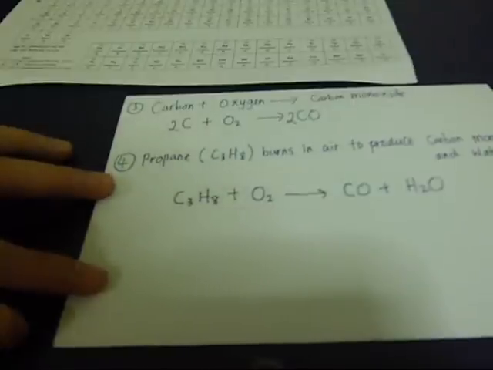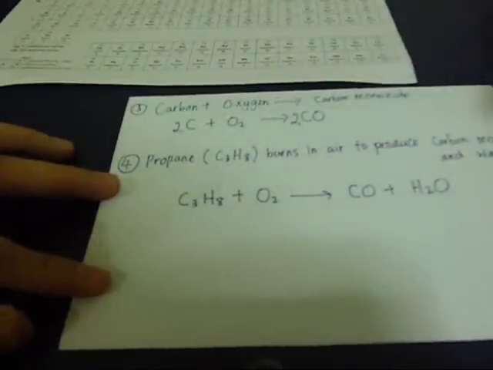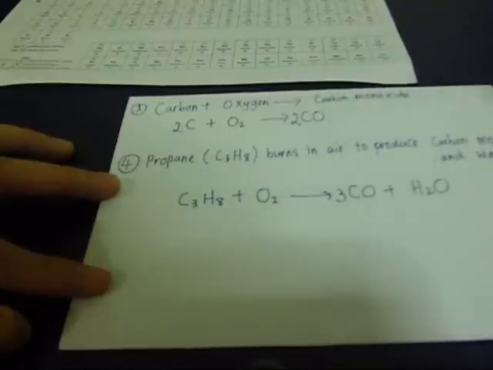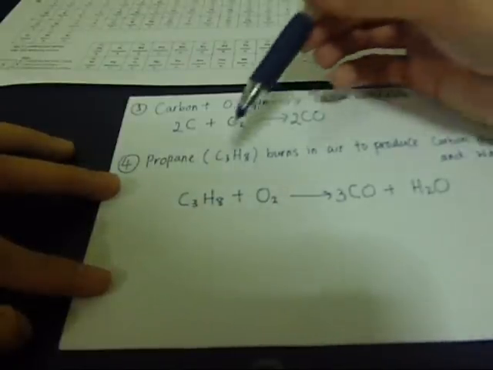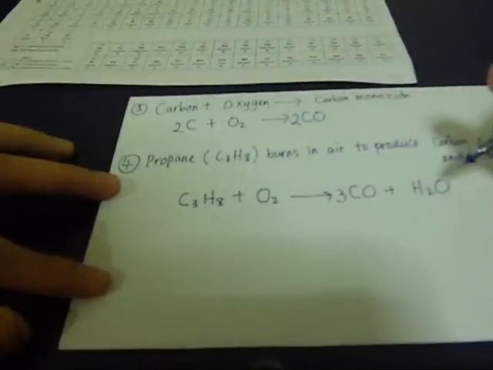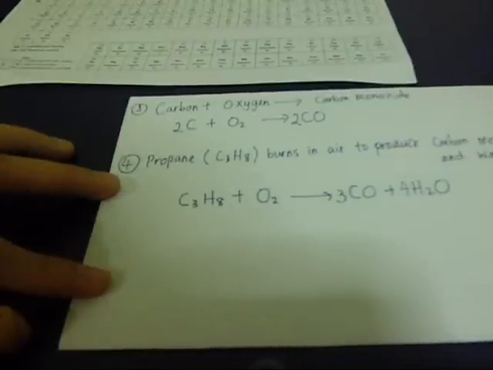Okay, so how do you balance it? If you look at here, on the left hand side, you can see that there are 3 carbon. On the right hand side, 1 carbon, so you have to put a 3 here. Then after that, on the left hand side, you can see that there are 8 hydrogen. So on the right hand side, only 2 hydrogen. How do you make 2 hydrogen to become 8 hydrogen? You have to put a 4. So that 4 times 2 hydrogen becomes 8 hydrogen.